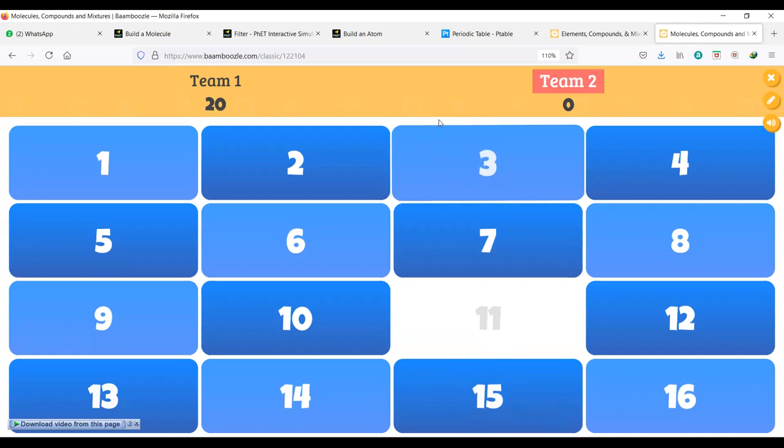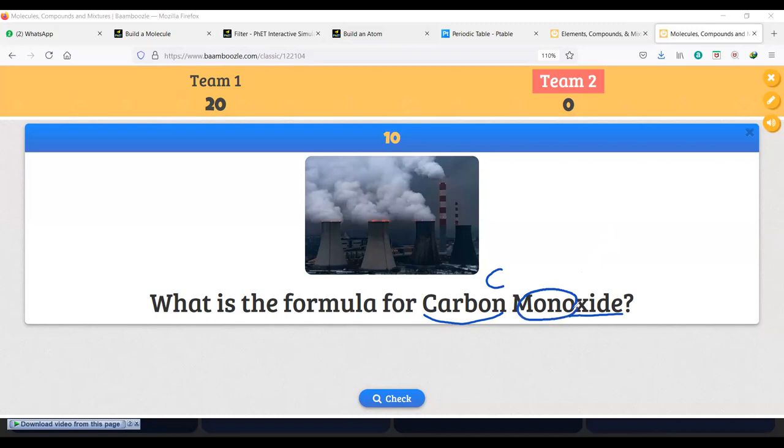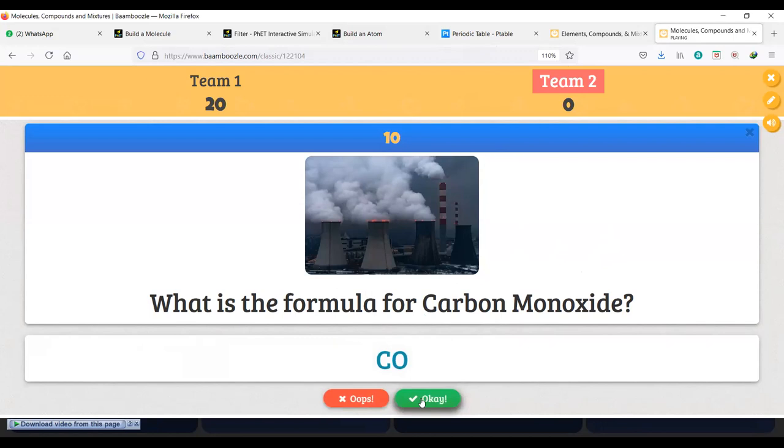Farah? Choose a number. One. What is the formula for carbon monoxide? Let's try together to write it. Carbon monoxide. Okay, let's separate it. Carbon. How can I write carbon? C. Oxide. What is oxide? O2. It's oxygen. Yes, it should be O2, but here they are saying mono. So it will be? One. Yes. So it will be? CO. Monoxide, yes. Carbon monoxide is CO. Very good.